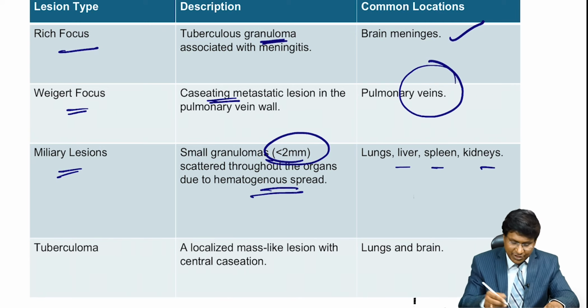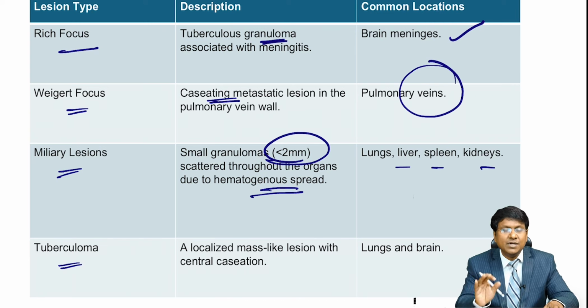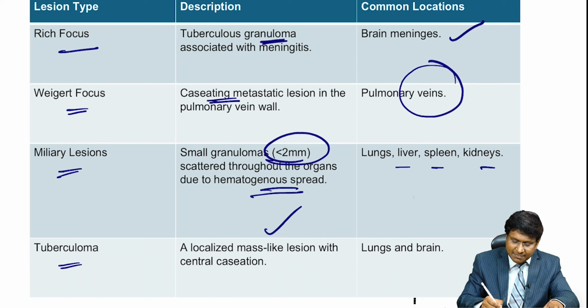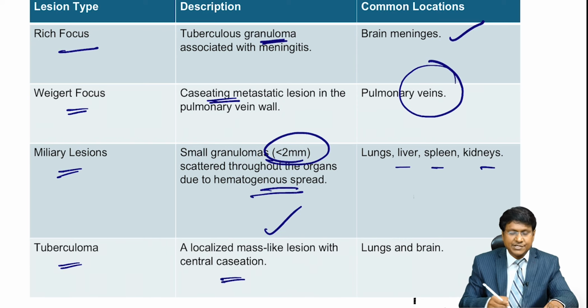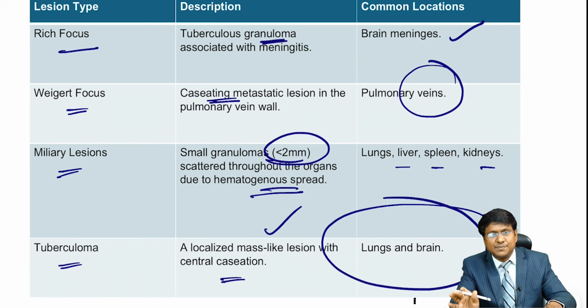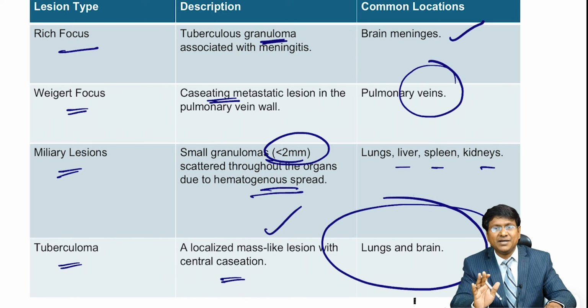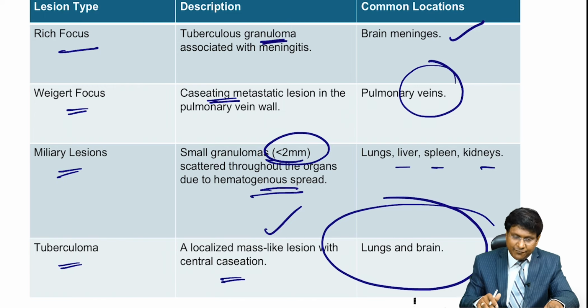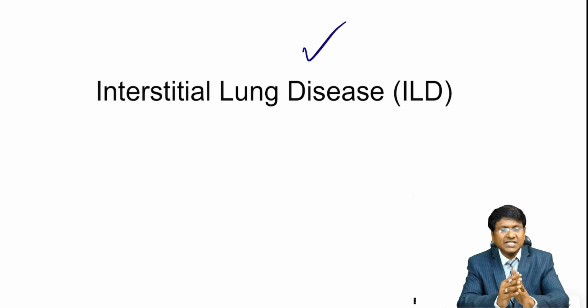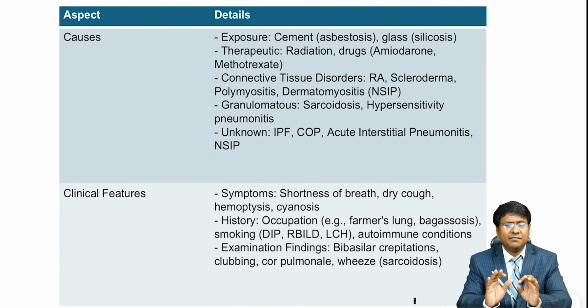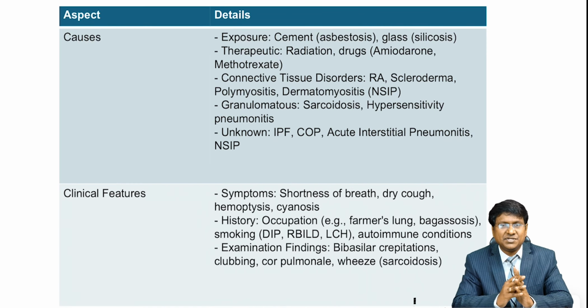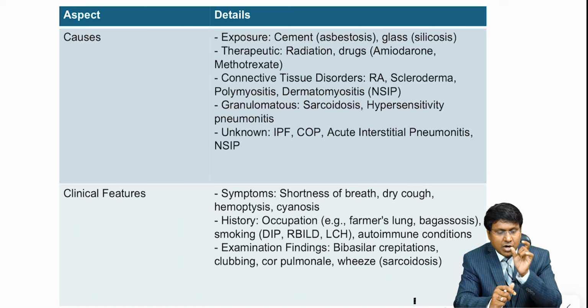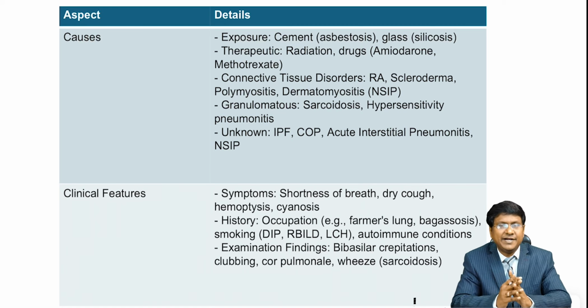And lastly, you need to be aware of the tuberculoma. Tuberculoma is a localized mass-like lesion with the central caseation, and that can be seen in the lung and as well as brain. So these are some of the important lesions that you come across in patients with tuberculosis, right? And followed by that, the last topic is the ILD, interstitial lung disease. So you have various etiologies, and in patients with interstitial lung disease, the inflammation or the fibrosis is confined only to the interstitium of the lung.